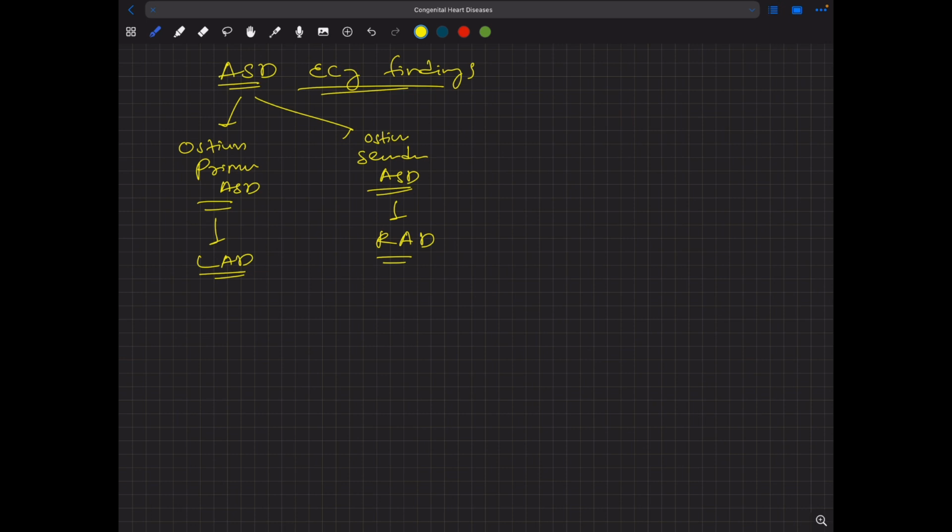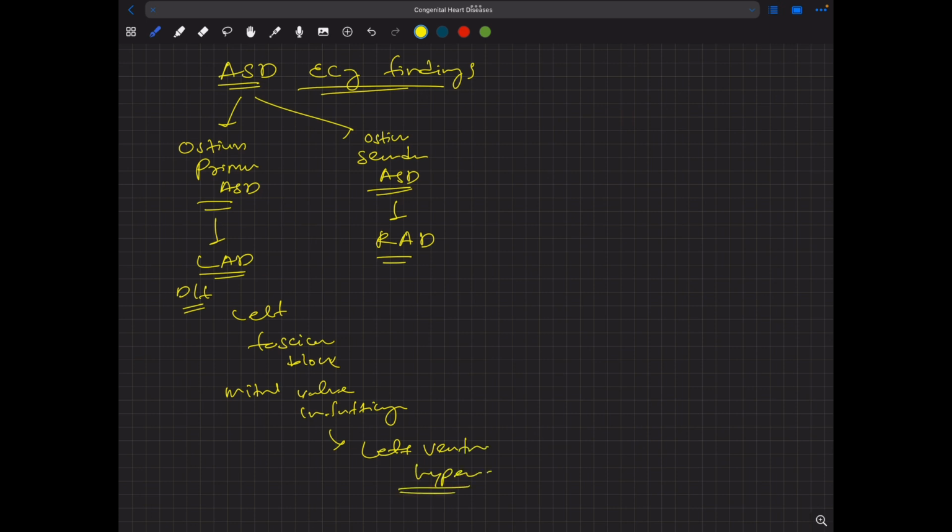In case of ostium primum type of ASD it is left axis deviation due to left fascicular block and mitral valve insufficiency, that will lead to left ventricular hypertrophy. So I have discussed that in case of ostium primum type of ASD, it is a defect in the lower part of the atrial septum, the interatrial septum.